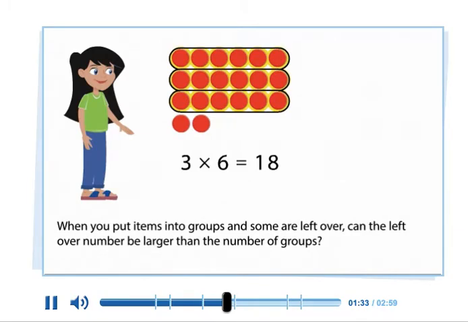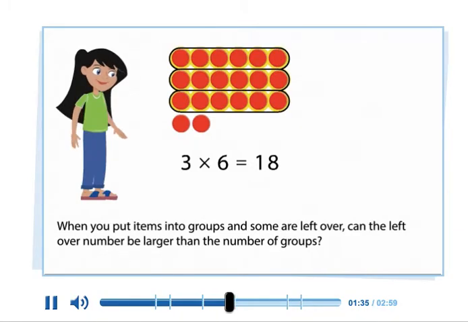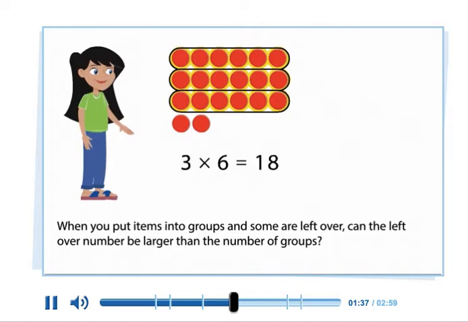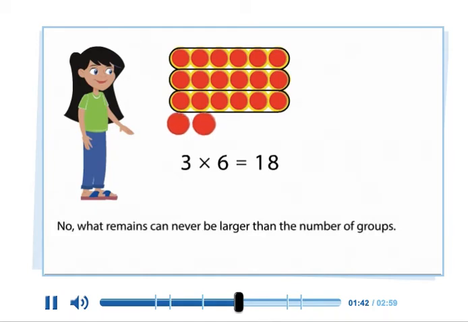When you put items into groups and some are left over, can the leftover number be larger than the number of groups? No, what remains can never be larger than the number of groups.